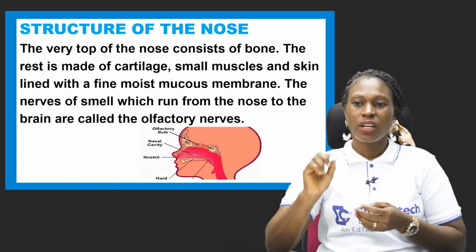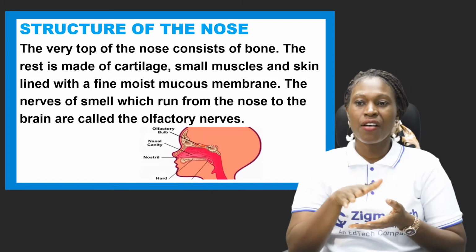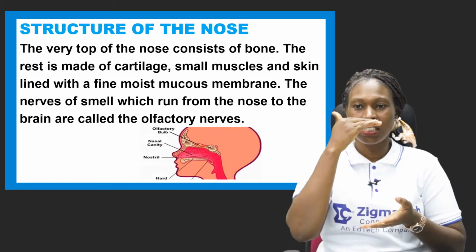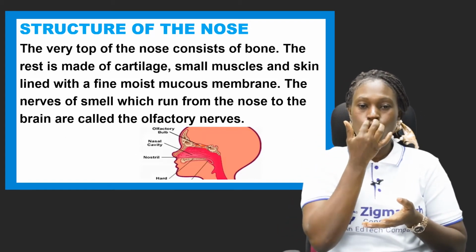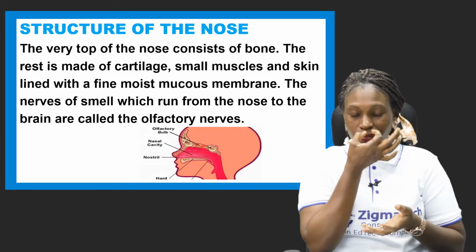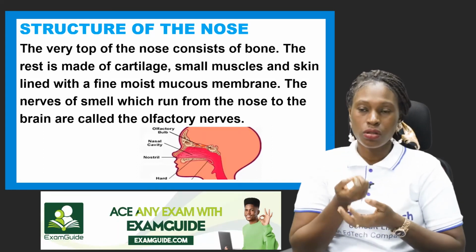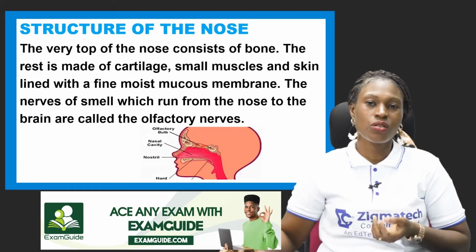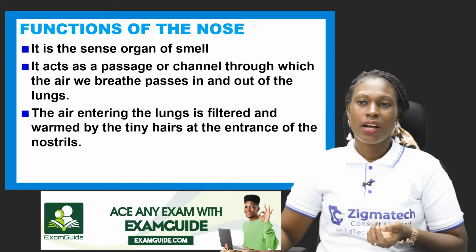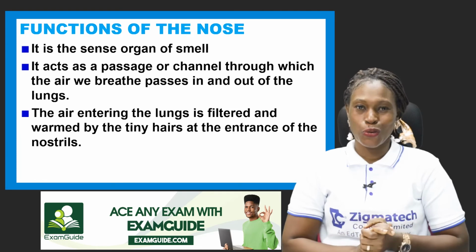Now you can see with the diagram we have there, like we said, the top part, and then the nostrils, the 2 holes you can see in your nose. Those are the nostrils. They're referred to as the nostrils. Now let's look at the function of the nose.